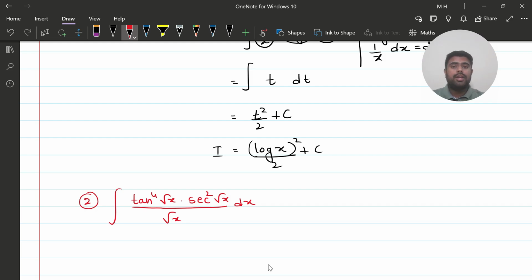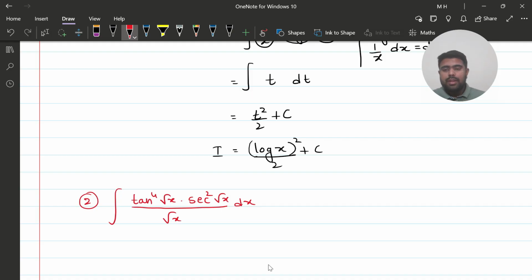When will I get it? When I substitute tan root x as t, right? You may ask, sir, how do we know it is tan root x? There is tan raised to 4, tan square, tan cube, why can't we substitute all that? See, it's all about the practice that you do.